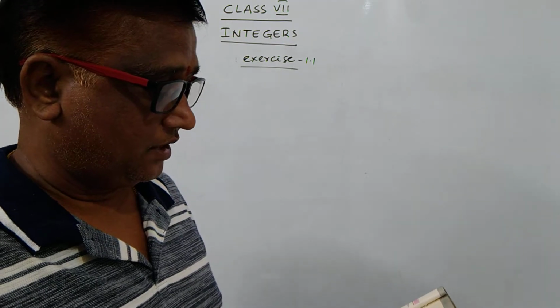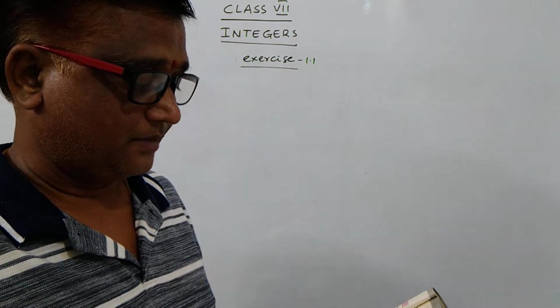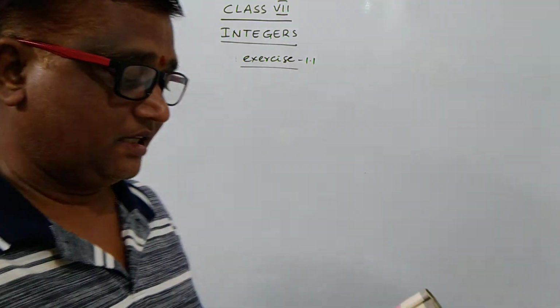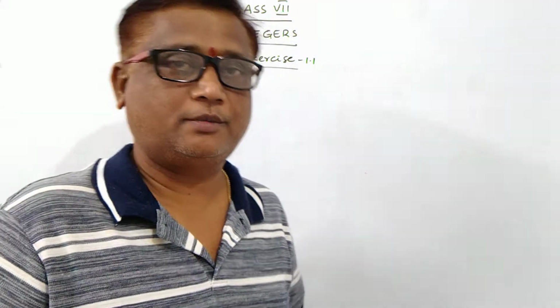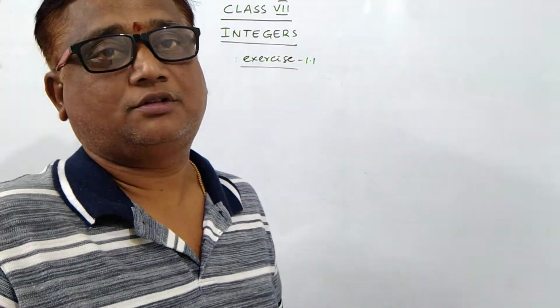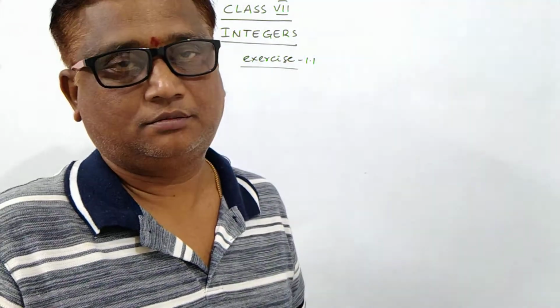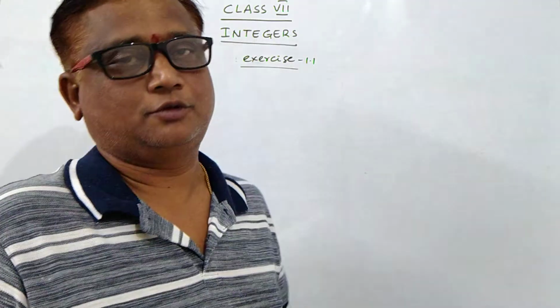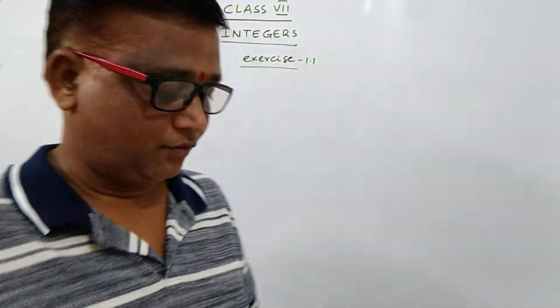So the first question is minus 8 plus minus 4. You add it, minus 12 will come. Minus 8 minus of minus 4, so minus 4 will come. So minus 12 is less than minus 4. In positive, 12 is greater than 4.